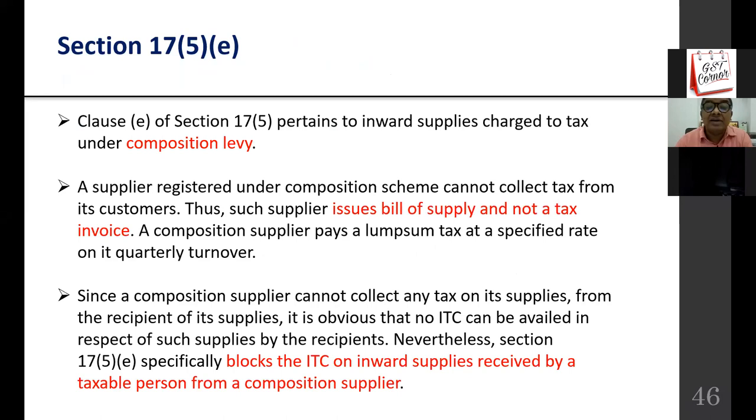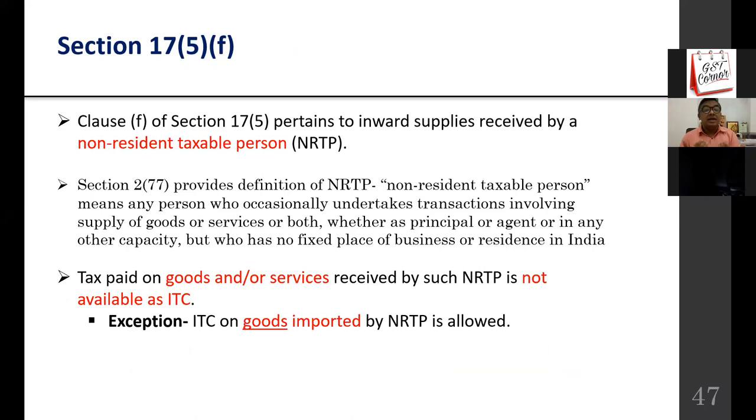17.5, we have not discussed much, because this is regarding the supply taken from a composition levy, and of course we cannot avail ITC on that. 17.5F is in case of NRTP. If you are availing any ITC from this NRTP, they cannot get it. Since the NRTP is using the services rarely and occasionally, whatever services he is utilizing, he cannot get any ITC unless he is importing the same, and on that he has actually paid the tax, the ITC on the goods that he has imported. So please bear this in mind, because we are getting some queries on this.